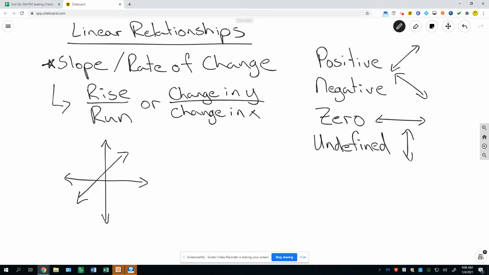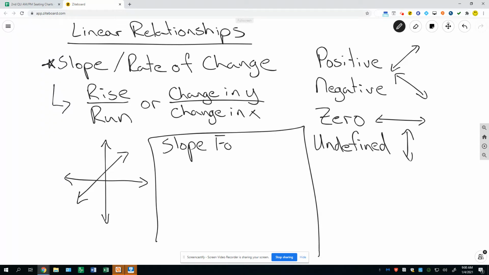And the last thing I want to talk about on slope is, well, I'm going to box it in, and this is the slope formula. And in the slope formula, and again, just get it written down, we're going to have y2 minus y1 over x2 minus x1. Get all this stuff written down. This is your first section of notes.